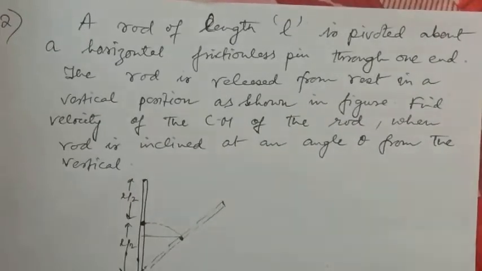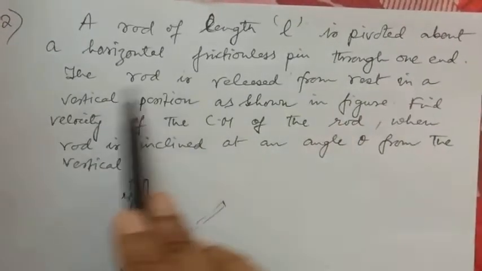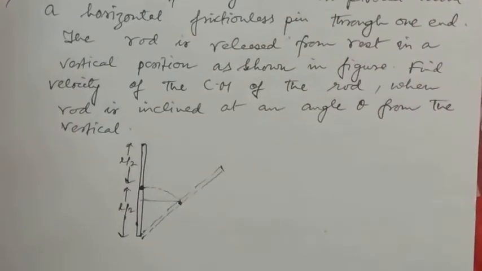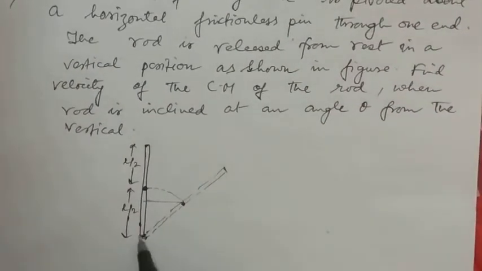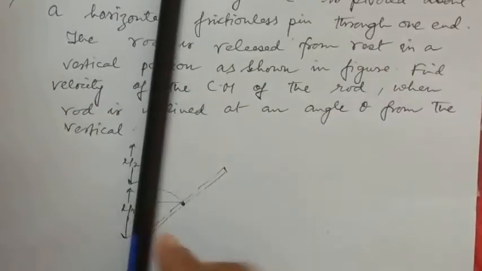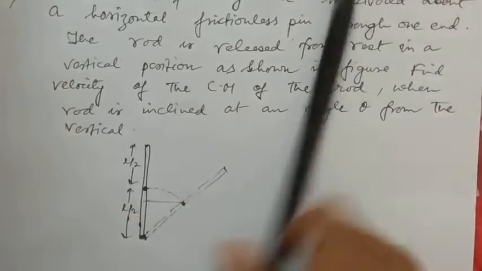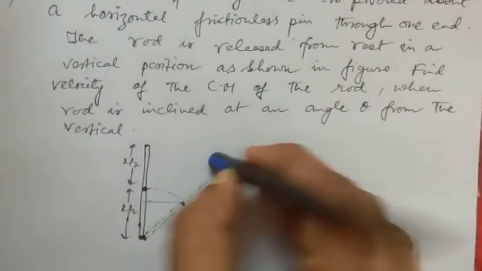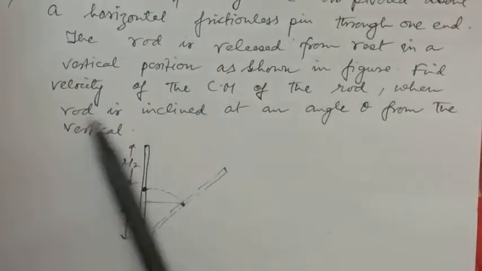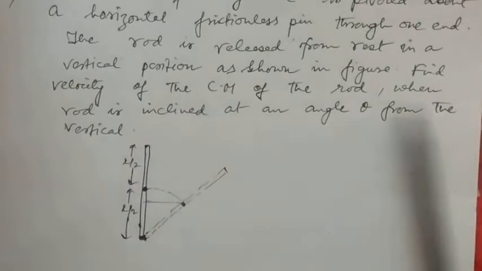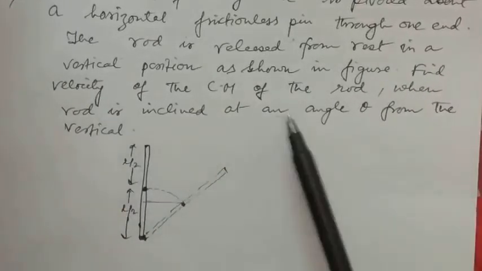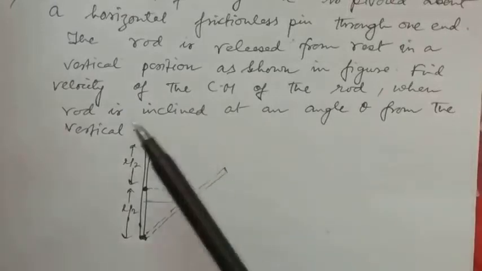Second problem: a rod of length L is pivoted about a horizontal frictionless pin. This is the pin. Through one end, the rod is released from rest. If you take this rod like this, we have released it from rest. It falls in this fashion. In a vertical position as shown, find the velocity of the center of mass of the rod when the rod is inclined at an angle theta from the vertical.